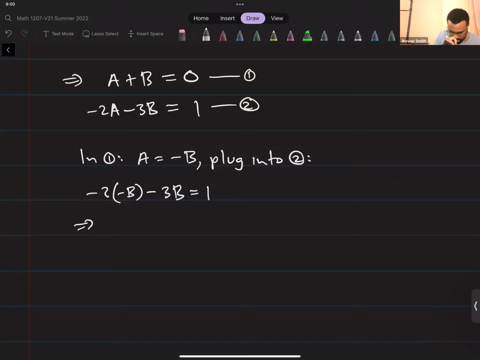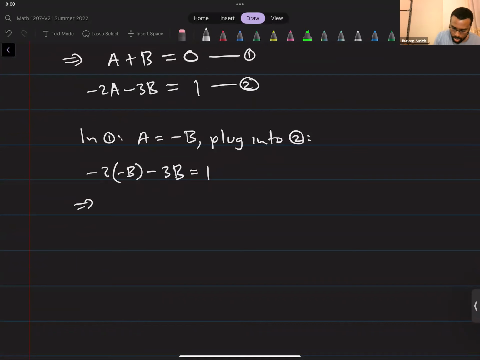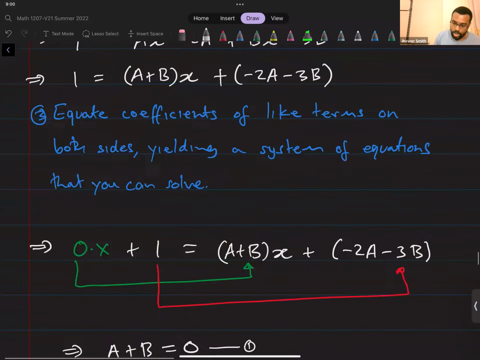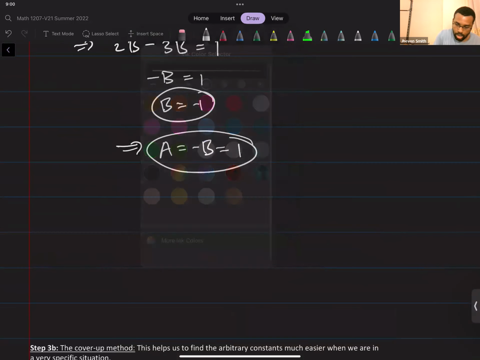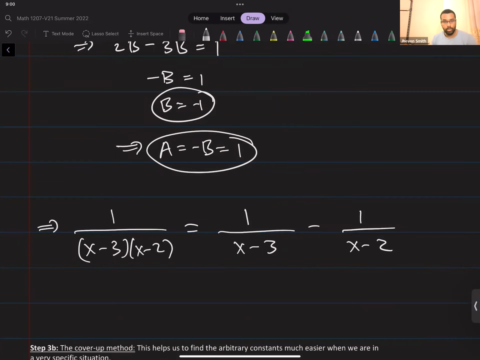This means you have 2b minus 3b equals 1. This is minus b equals 1, so your b equals minus 1. This also means that your a equals minus b, so your a is plus 1. And so you found your a is plus 1, your b is minus 1. And you can throw that in: a is plus 1 over x minus 3, your b is minus 1 over x minus 2. And that's essentially partial fractions.